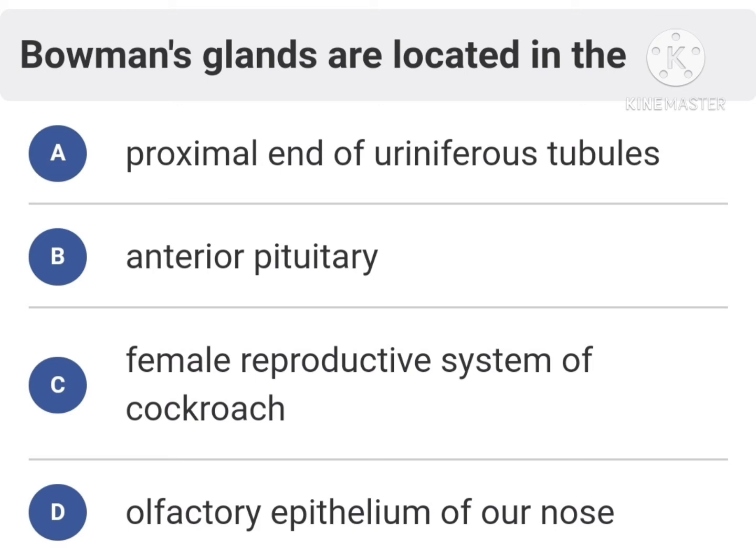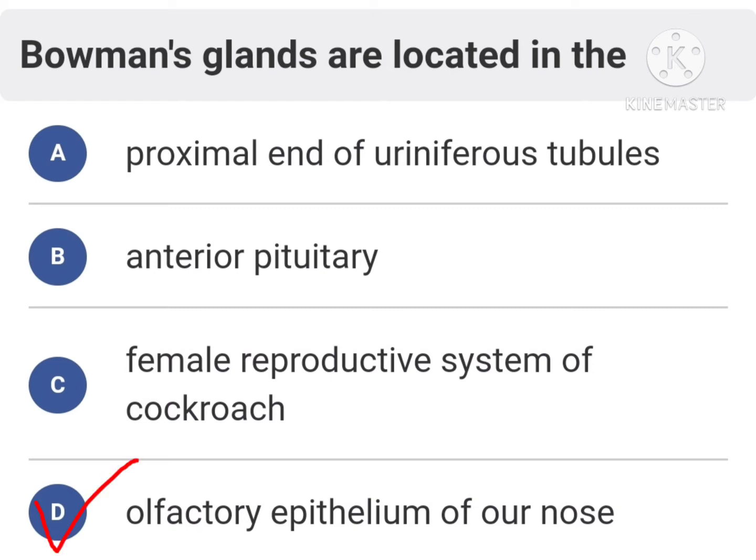Next question. Bowman's glands are located in option A, proximal end of uriniferous tubules. Option B, anterior pituitary. Option C, female reproductive system of cockroach. Option D, olfactory epithelium of our nose. Bowman's gland is a type of tubular mucus gland that occurs in the olfactory epithelium. Their ducts open on the olfactory epithelial surface. These glands secrete watery mucus to keep the epithelium moist. So the correct option is D.